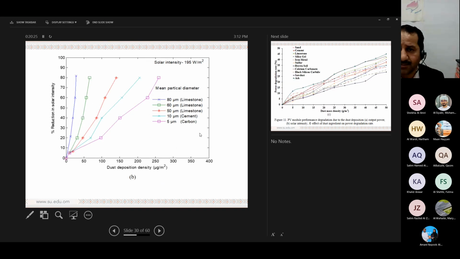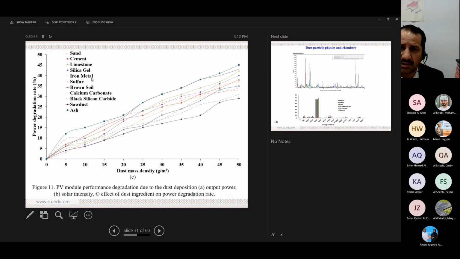Their effect is different. And the reduction increases with the accumulation for the same previous cases. So here is an example where our student tested these different dust elements, and this is the power degradation happening in the panel versus the dust mass density. As you can see, the trend is the same, but the effect is different. For example, ash, for the same mass or the same density, has more effect than sawdust. So it is different from type to type.